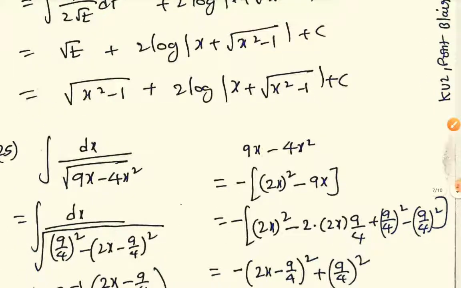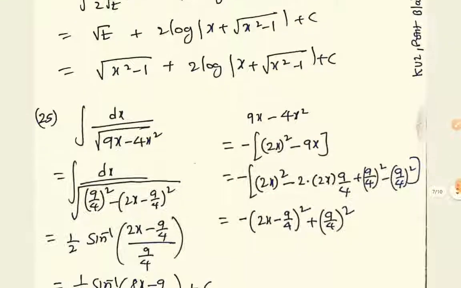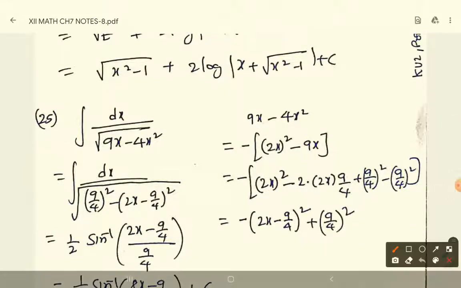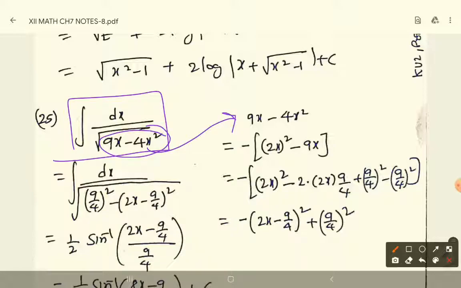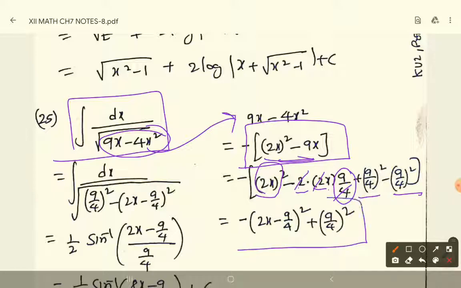So this next question is completing square directly. It is not so difficult. The 25th one is also directly completing square. Denominator 9x minus 4x square. Complete the square. It is minus of 2x whole square minus 9x. So it is 2x whole square minus 2 into 2x into 9 by 4. Because 2 2s are 4, 4 gets cancelled, 9x will come. So that 9 by 4 whole square minus 9 by 4 whole square. So then you get the finally completing square like this.